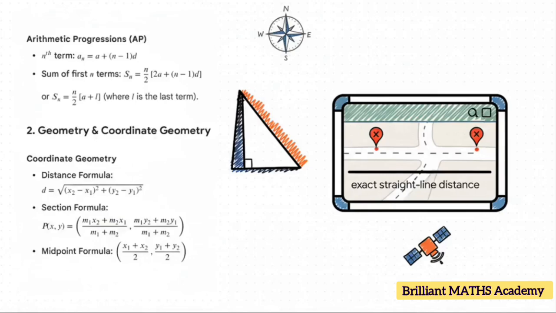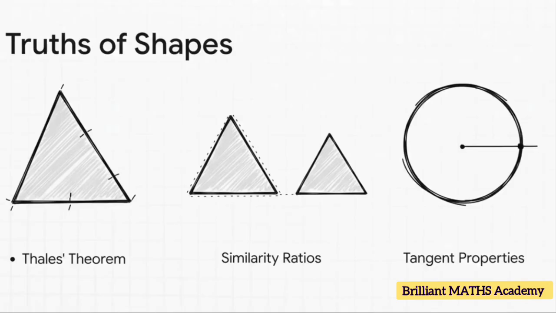If you have any 2 points on a map, any 2 points at all, you can use this formula to find the exact straight line distance between them. This is the engine behind every GPS system on the planet. Now beyond coordinates, our blueprint has some essential truths about shapes just built into it.